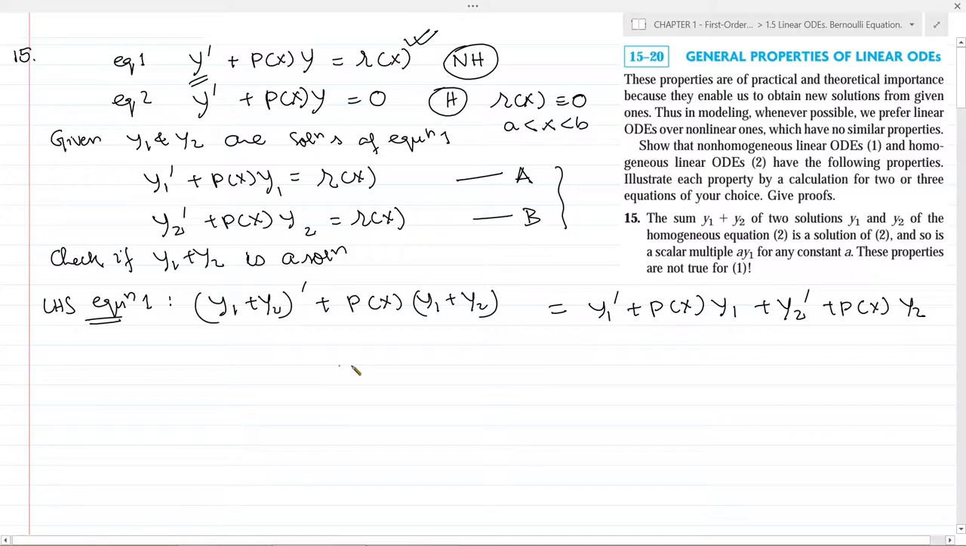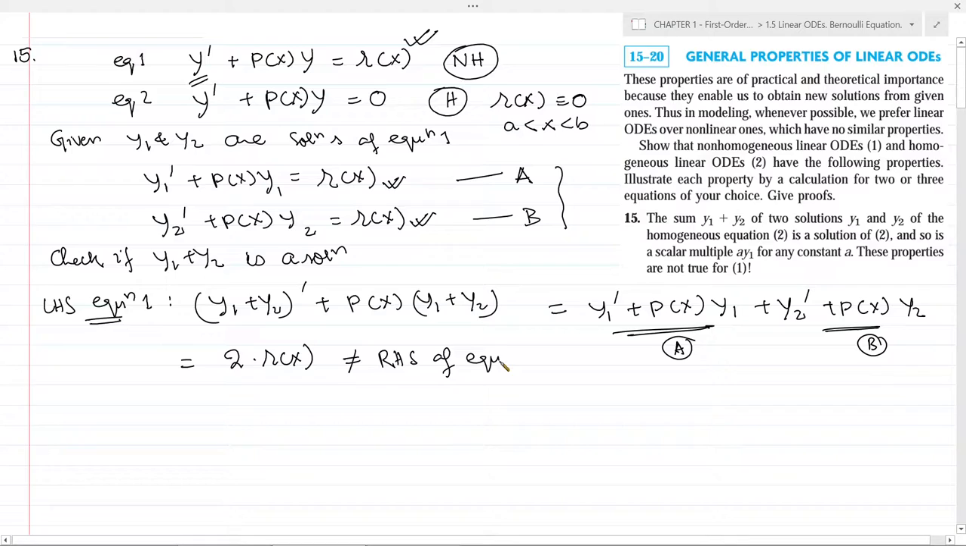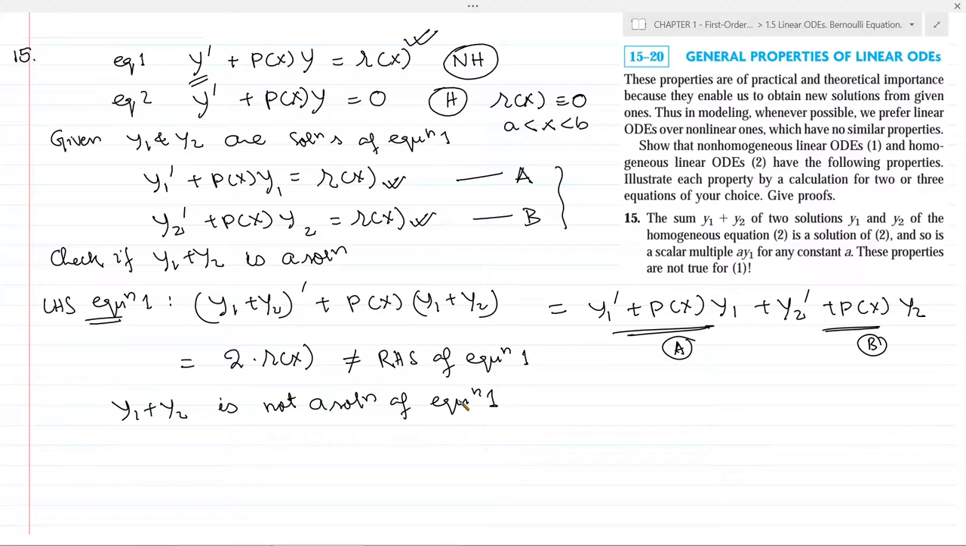which is equal to, we can see that this one is equal to r of x and this one is also equal to r of x from equation B. So from equation A and B, we have this is equal to 2 multiplied by r of x, which is not equal to RHS of equation 1. So this means that y1 plus y2 is not a solution of equation 1 if y1 and y2 individually are solutions of equation 1. So this property doesn't hold true for non-homogeneous linear ODEs, but this property holds true for homogeneous linear ODEs. That is, if we have two solutions of a homogeneous linear ODE, then its sum will also be a solution, which is not the case for a non-homogeneous linear ODE.